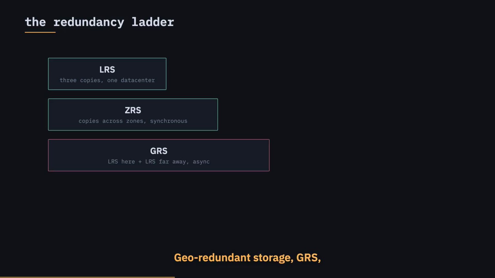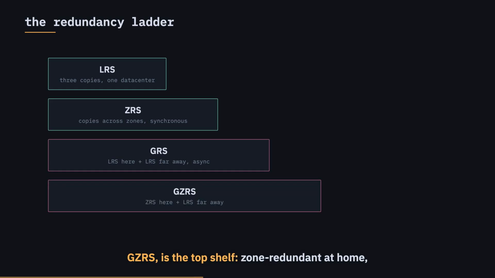Geo-redundant storage, GRS, takes LRS and adds a second act. 3 more copies in a paired region hundreds of miles away, 6 in total. And unlike the zone copies, the geo copies are asynchronous, trailing the primary by however long replication takes. Geo-zone redundant storage, GZRS, is the top shelf. Zone redundant at home, plus that distant second region.